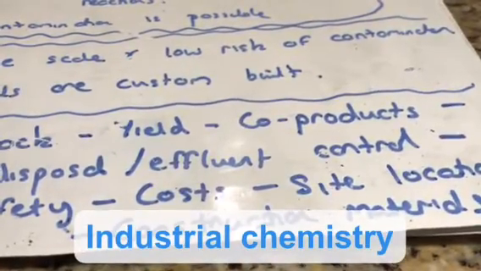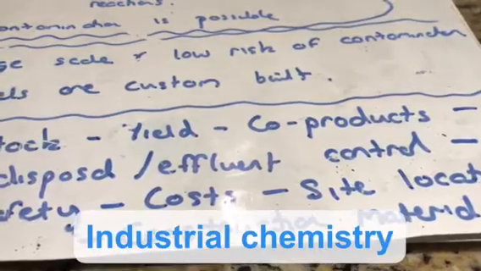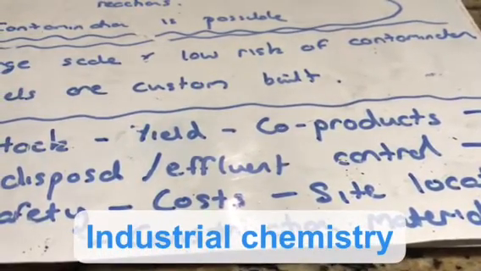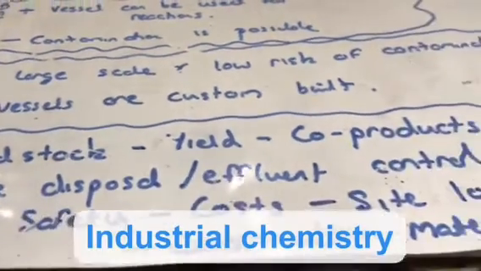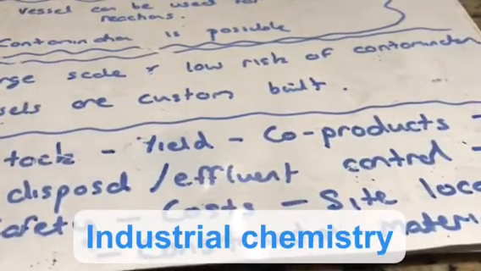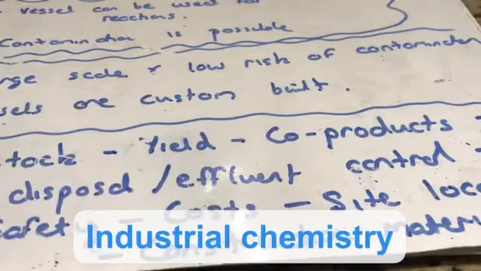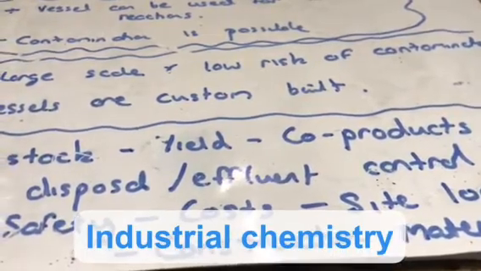Co-products, have you formed anything you shouldn't have? If you have, how do you remove it? And can it be useful for any other processes? Waste disposal, it's very important that you're getting rid of your waste in a sustainable and environmental way. And effluent control is obviously the same, getting rid of your water waste that may have been used during your process as well, or your liquid waste that may have been used during the processes.